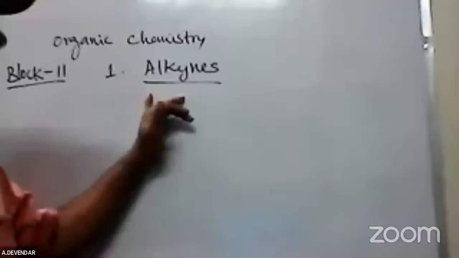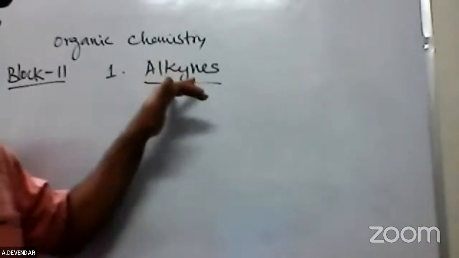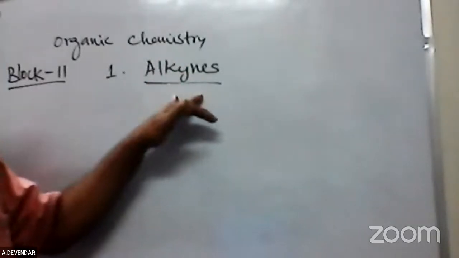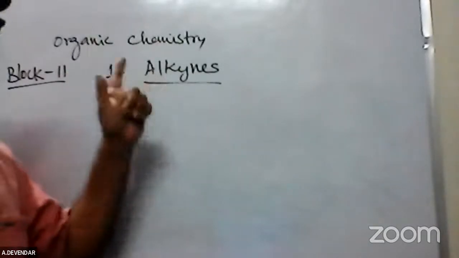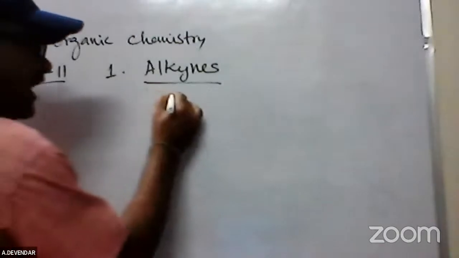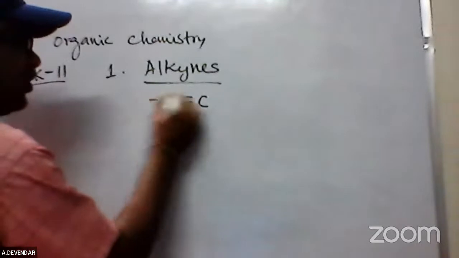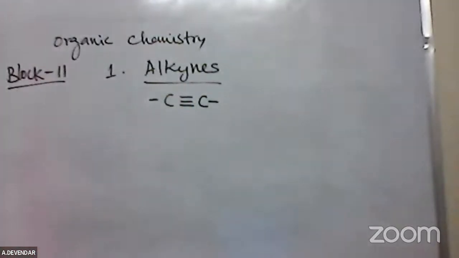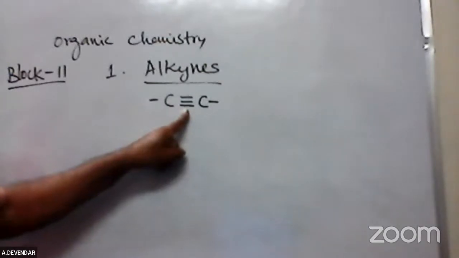Now, in continuation, you have open chain compounds and cyclic compounds. In the open chain compounds, the third classification is alkynes. Alkynes are unsaturated hydrocarbons. A triple bond is present between the carbon-carbon atoms in this series. This is called an unsaturated hydrocarbon. The functional group in this unsaturated hydrocarbon is the triple bond.